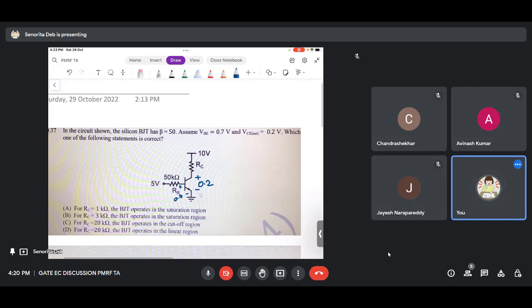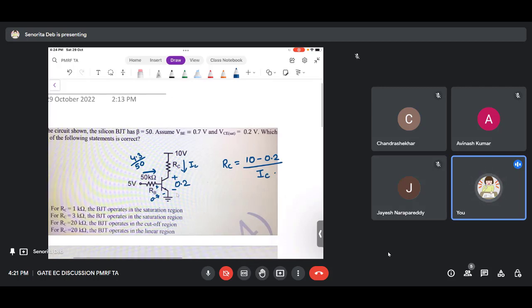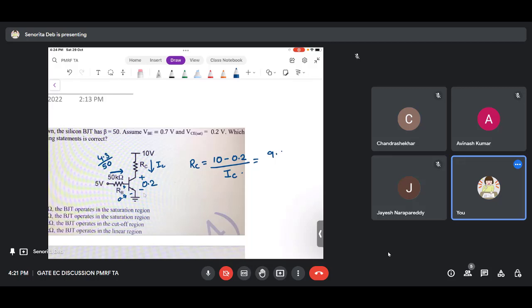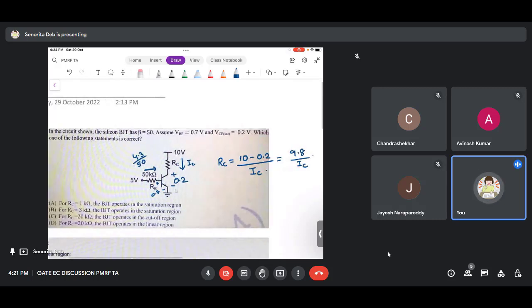So if this is 0.7, this is 5 volts. That means from here the current flowing is 4.3 by 50, right? 5 minus 0.7 by 50 K is the current flow, right? And beta is 50, but I won't use that because I am assuming it is saturation region, right? So what I'll do, I'll use IC. Okay, so but RC is also unknown, right? So what is RC? 10 minus 0.2 by IC, right? So this comes out to be 9.8 by IC, right? And now the current that is there, IB, is 4.3 by 50, right? Now the maximum value that it can go is beta times IC.